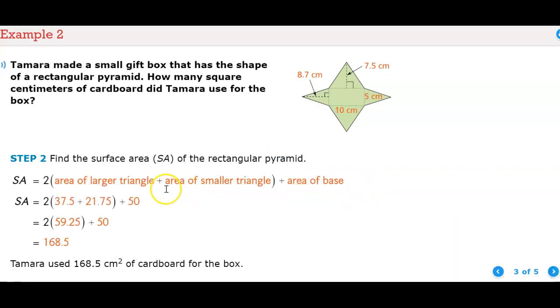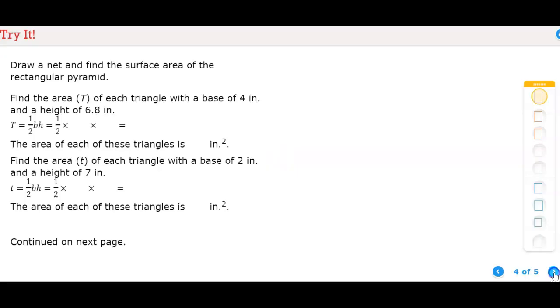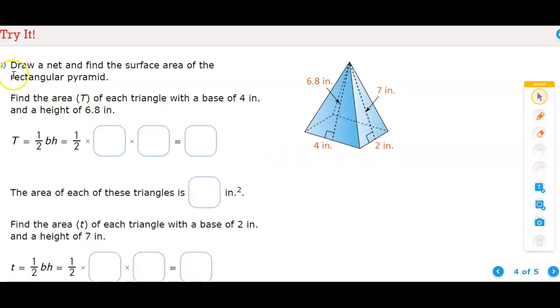So once we add them all up, we multiply it by 2, you get 168 and 5/10, and you're multiplying it by 2 because there's 2 of each. So that's why we multiply by 2. Now, let's look at our try it. Draw a net and find the surface area of the rectangular pyramid.